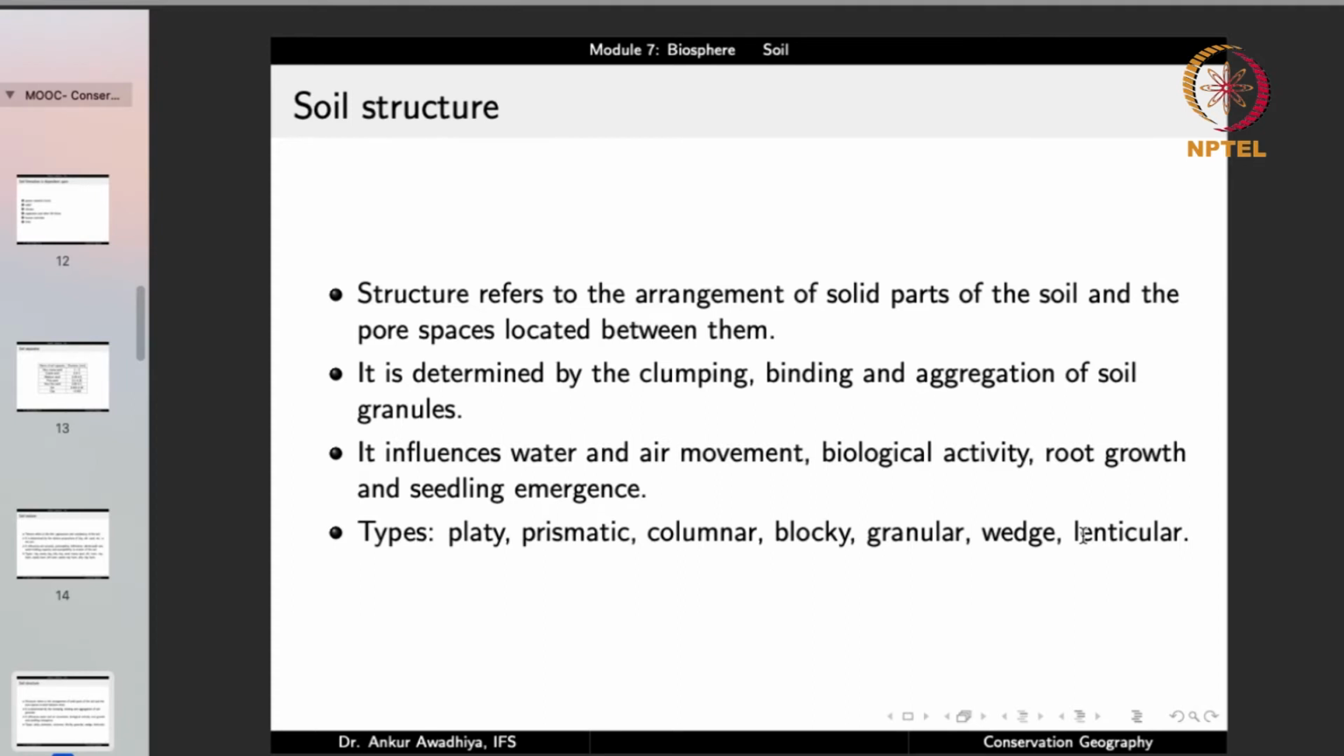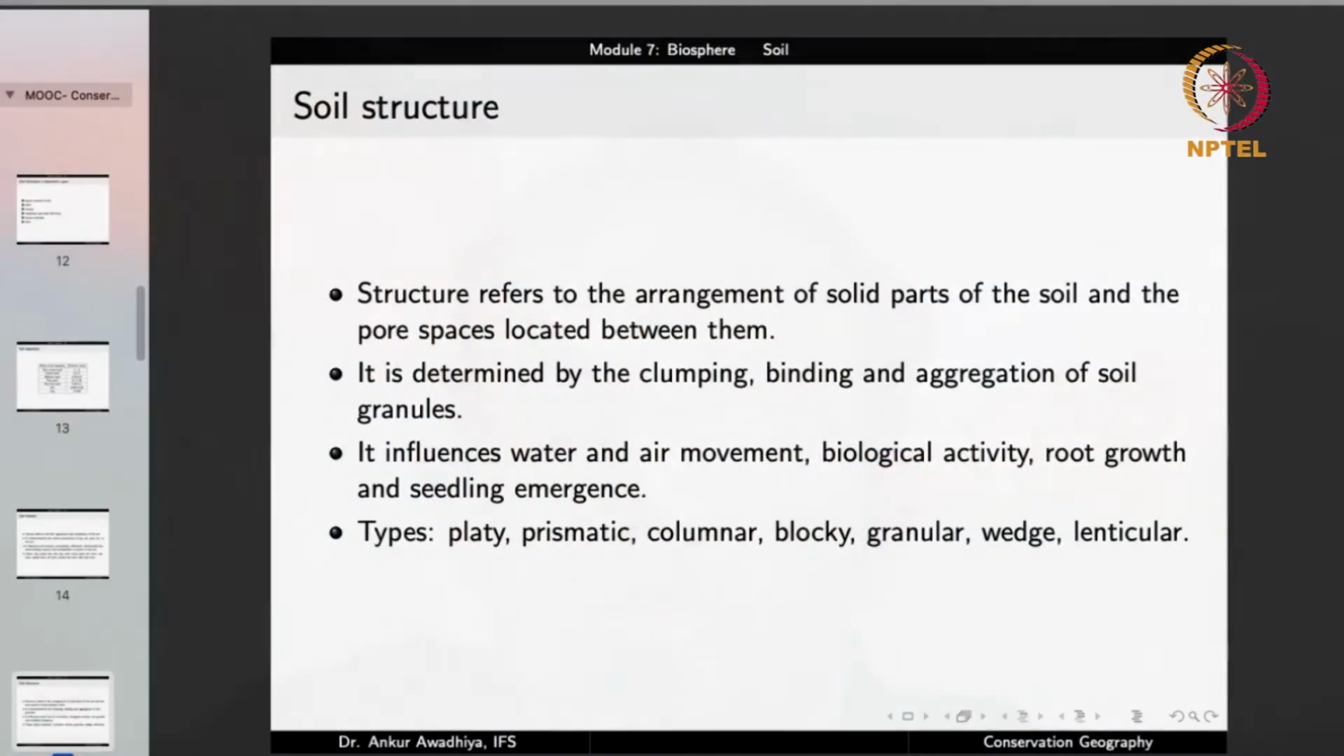Structure refers to the arrangement of the solid parts of the soil and the porous spaces that are located between them. That is, the soil comprises the soil separates, but how are these soil separates aggregated together? Are the soil separates aggregated into large size aggregates or small size aggregates? What is the shape of those aggregates? So that determines the structure of the soil.